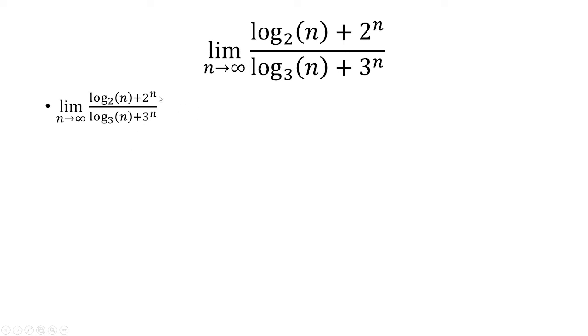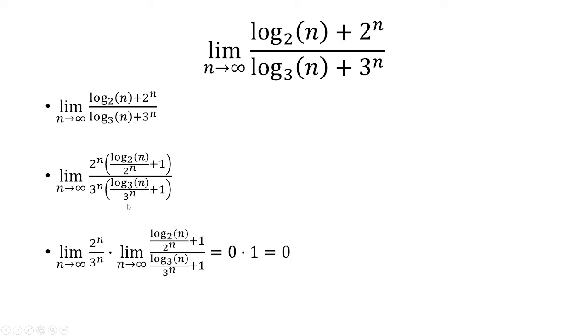So in the top, if I factor out a 2 to the n, I have to divide log base 2 of n by 2 to the n, and then we have a plus 1. And for the bottom, I have to divide by 3 to the n for log base 3 of n, because the 3 to the n's are going to cancel, and then plus 1. Now I'm going to break this up into two separate limits.